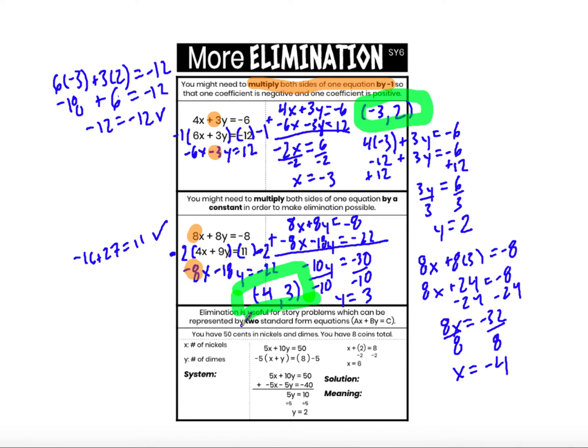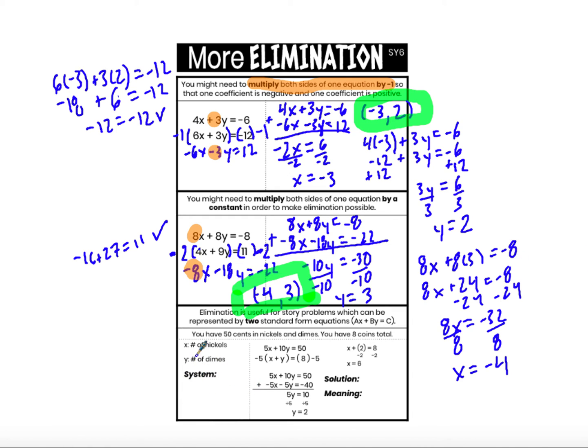So you have 50 cents in nickels and dimes, where X is nickels and Y is dimes. Think about what is wrong with this equation, which is what I see all of the time from you guys. X plus Y equals 50. You have 50 cents in nickels and dimes. No, this would say you have 50 coins. You have 50 nickels and dimes together.